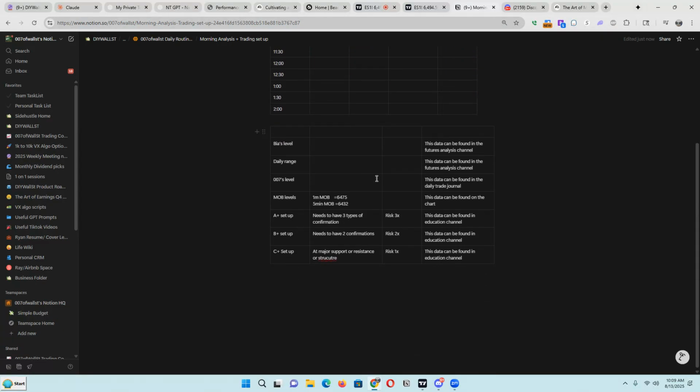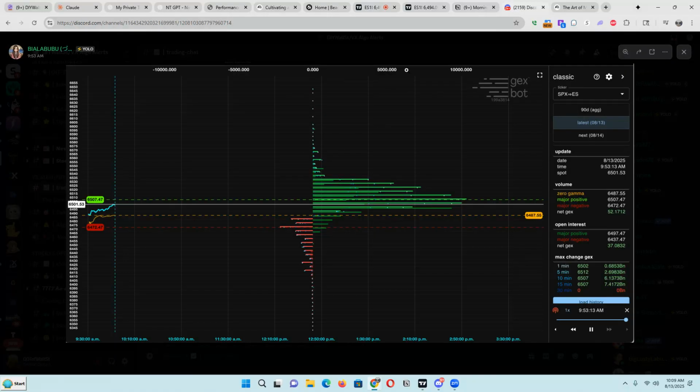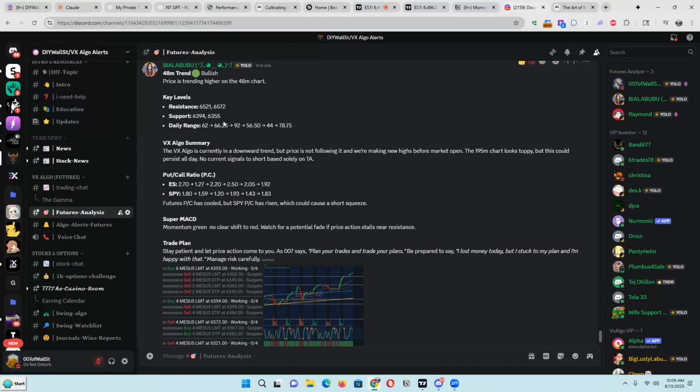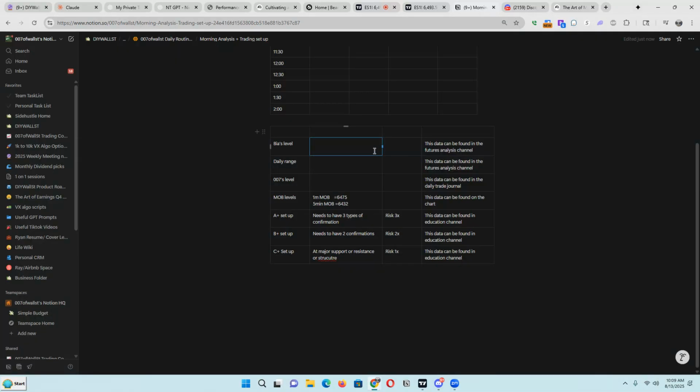And then from here on, we want to look for BIA's levels. So I'm going to do this as we do it, so this way we can see how to pull this data. BIA's levels are posted right here, the key levels. And these are major levels.